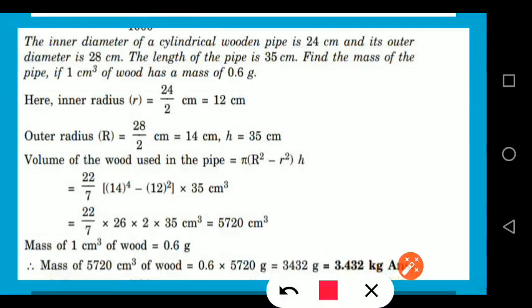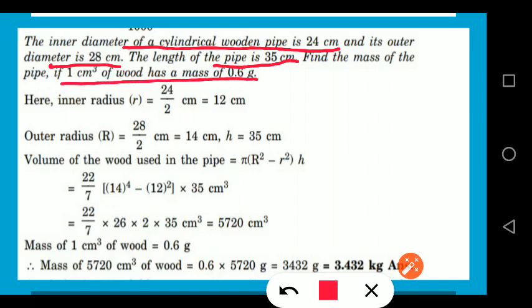The question says that the inner diameter of a cylindrical wooden pipe is 24 centimeter and the outer diameter is 28 centimeter. The length of the pipe is 35 centimeter. Find the mass of the pipe if 1 centimeter cube is equal to 0.6 gram. We have to find the mass of the pipe. For that, first of all, we have to find the volume of wood used to make the pipe.